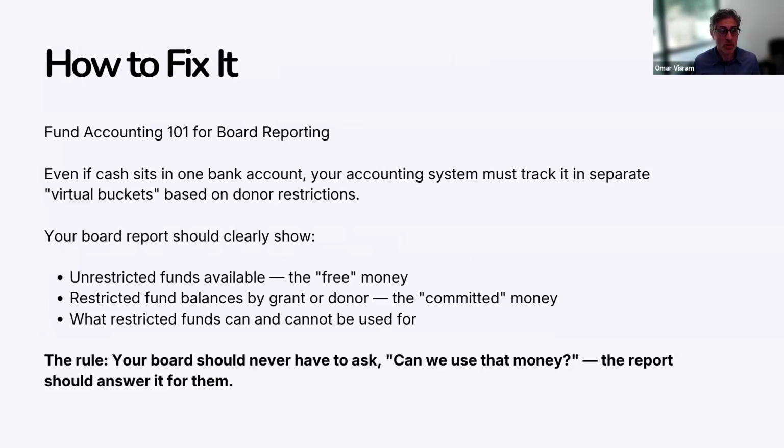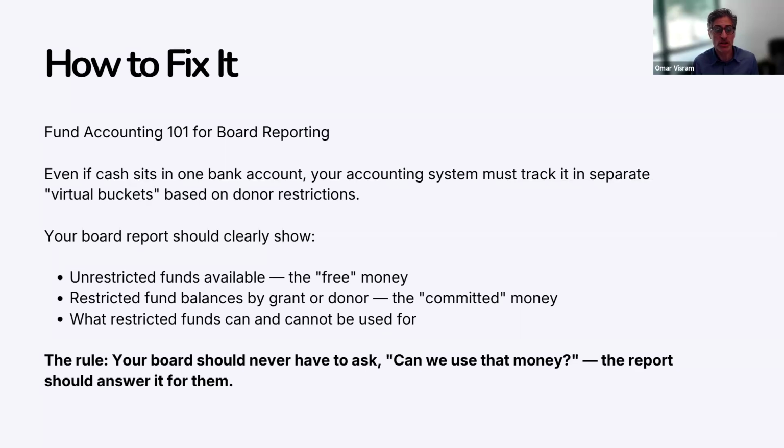So having your board exposed to some kind of education on fund accounting and just the basic mechanics of fund accounting is often a good idea. Even if cash sits in one bank account, your accounting system must track it in separate virtual buckets based on donor restrictions. And there's different ways of doing this in the accounting system. In QuickBooks Online, of course, you can use different deferred revenue accounts, and you can use classes to report revenues and expenses on different programs.